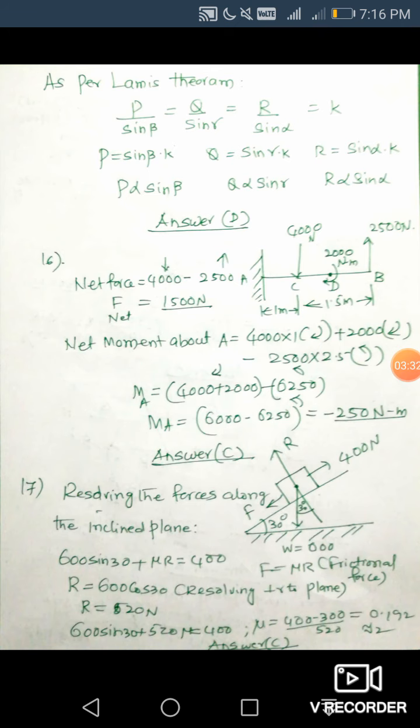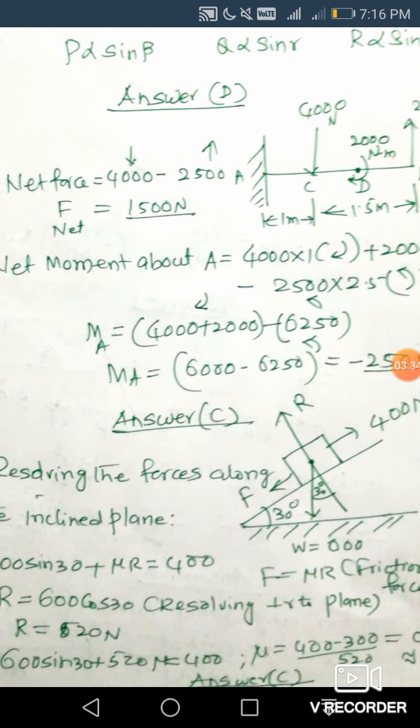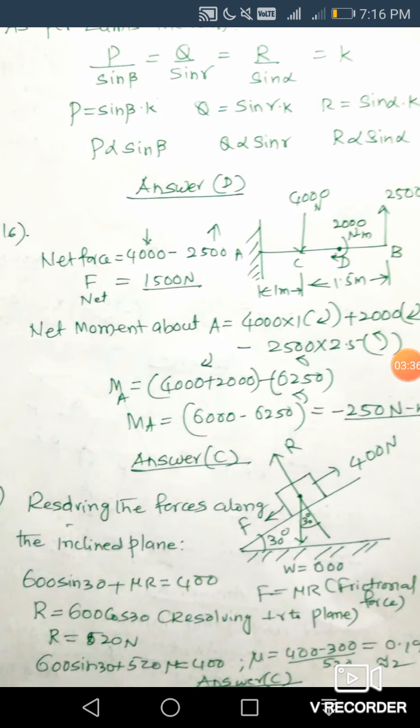So in this next question, a body, a block, is given on a plane which is inclined at 30 degrees to the horizontal. In these problems you have to resolve the forces along the inclined plane, and also the forces perpendicular to the plane. So accordingly, resolving along the plane, I will get 600 sin 30 plus mu R is equal to 400.